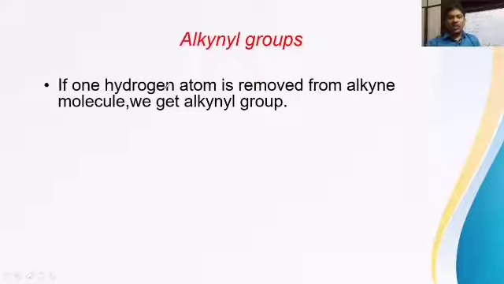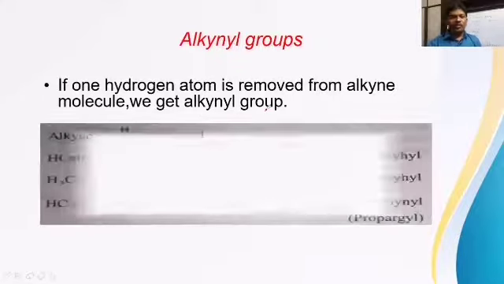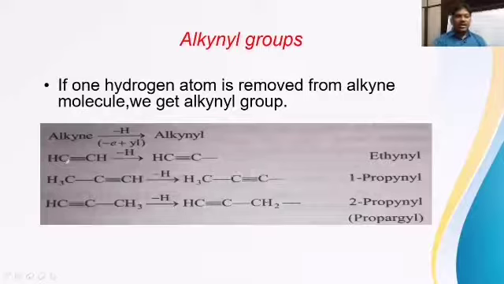So that is about alkenyl. Next group is what? Alkynyl. So alkyne minus one hydrogen atom gives alkynyl. If one hydrogen atom is removed from an alkyne molecule, we get an alkynyl group. For example, we have taken CH triple bond CH.